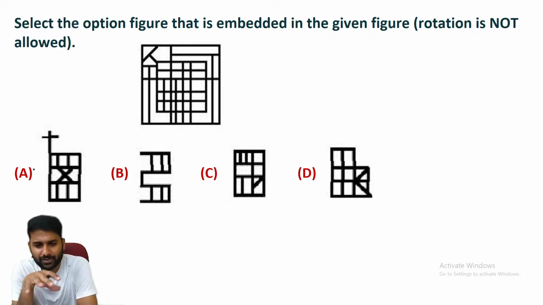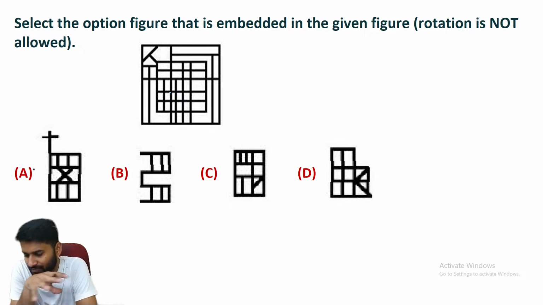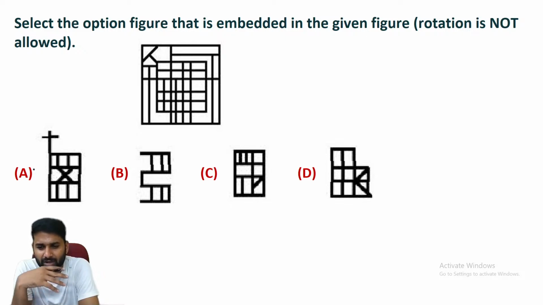Now this series question: select the option figure that is embedded in the given figure. Rotation is not at all allowed. Embedded means you can see all these options in this picture except one. So which one you cannot see in this picture? Rotation is not at all allowed, they clearly mention. Of the options, the one you cannot see in this picture, that's my question.